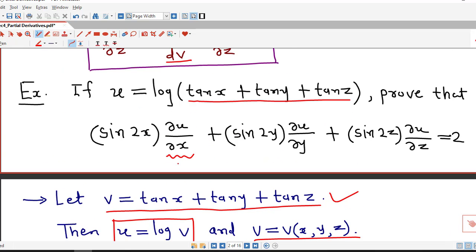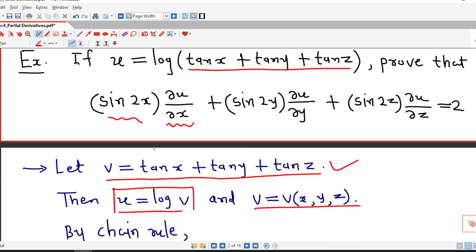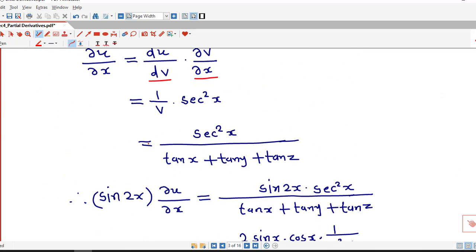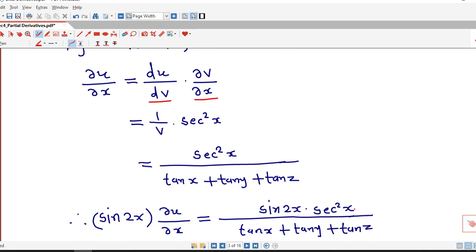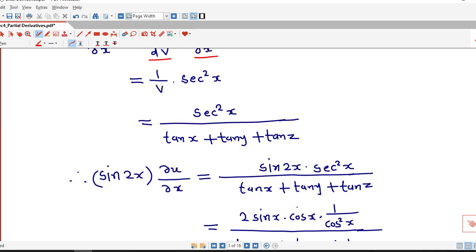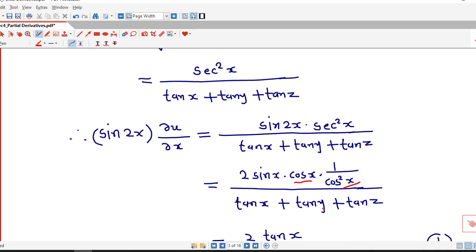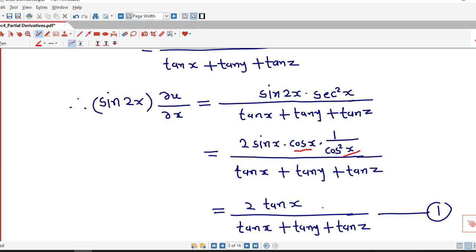Now we have to multiply this del u by del x with sin 2x. So we multiply both sides by sin 2x. So here we have sin 2x into sec square x divided by 10x plus 10y plus 10z. Now sin 2x is nothing but 2 sin x into cos x, and sec square x is 1 upon cos square x. So here 1 cos x will cancel out, and we are having 2 sin x divided by cos x, which is 10x. So this is 2 10x divided by 10x plus 10y plus 10z.